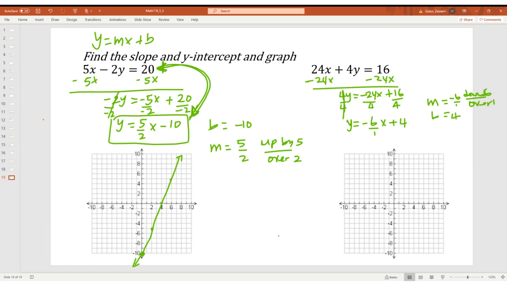So you go to 4, you go down by 6, you have 1, 2, 3, 4, 5, 6 over 1. Down by 6 over 1, like that. So keep doing that, down by 6 over 1. So the graph goes like that. So that's your final graph.